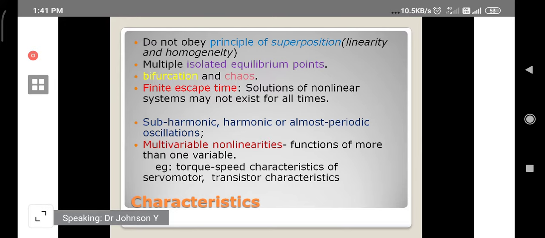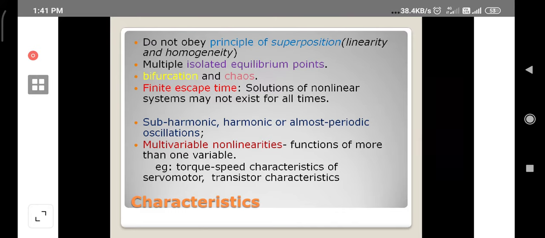For example, the input is x and the input produces an output y. If the input is applied with a gain k, or if the input is kx, then the output is also ky. So the multiplication by k is applicable to both input and output. So that means it is linear.